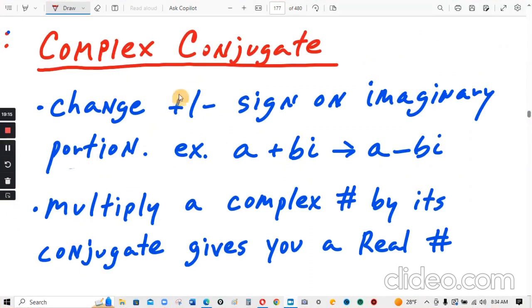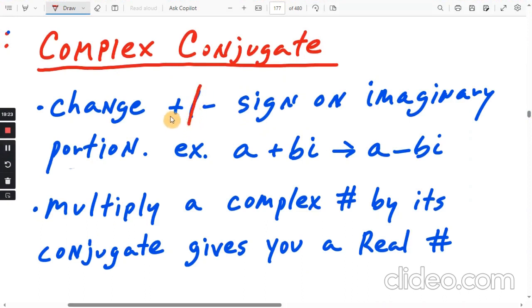All right, so for the complex conjugate, you basically change the plus minus sign. This is the plus minus sign on the imaginary portion. For example, if you have a complex number a plus bi, the imaginary portion is bi. So you just change the positive to a negative. So the complex conjugate of a plus bi is a minus bi. All right, if you multiply a complex number by its conjugate, it gives you a real number.